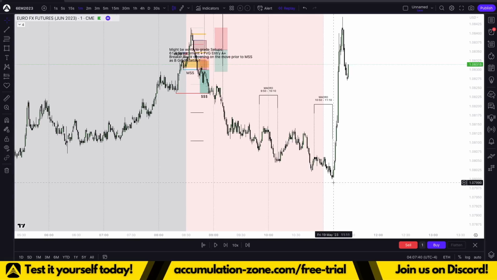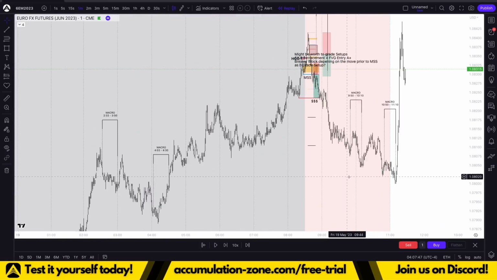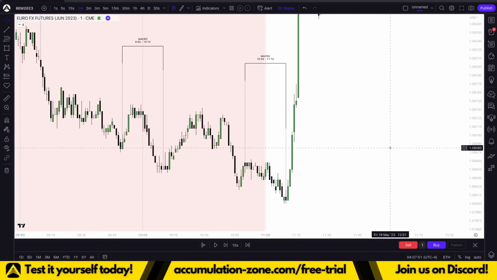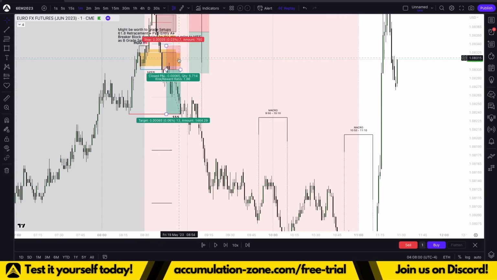Probably on that day we look at the Nasdaq, we look at the ES, and probably find an entry over there. Yeah, I remember this day because we had the little turtle soup setup here right inside of this macro. That was last Friday, where I also waited for this retracement. It didn't happen, so I didn't get the entry.